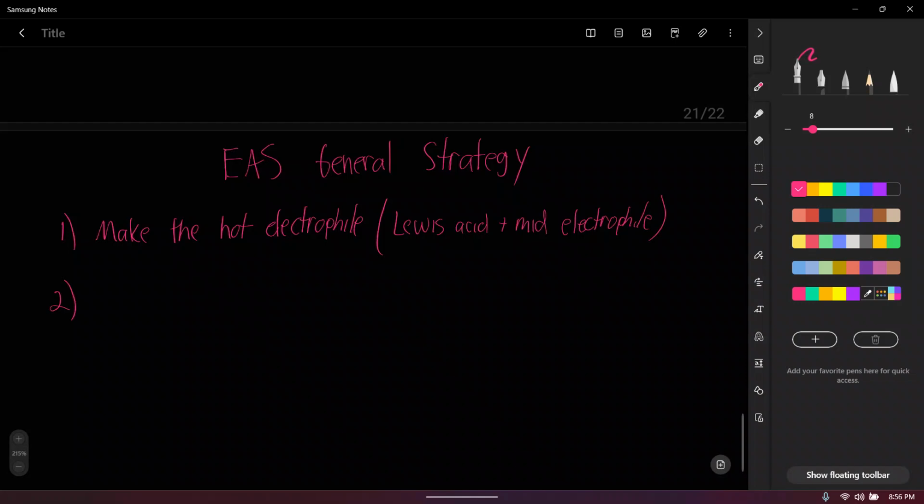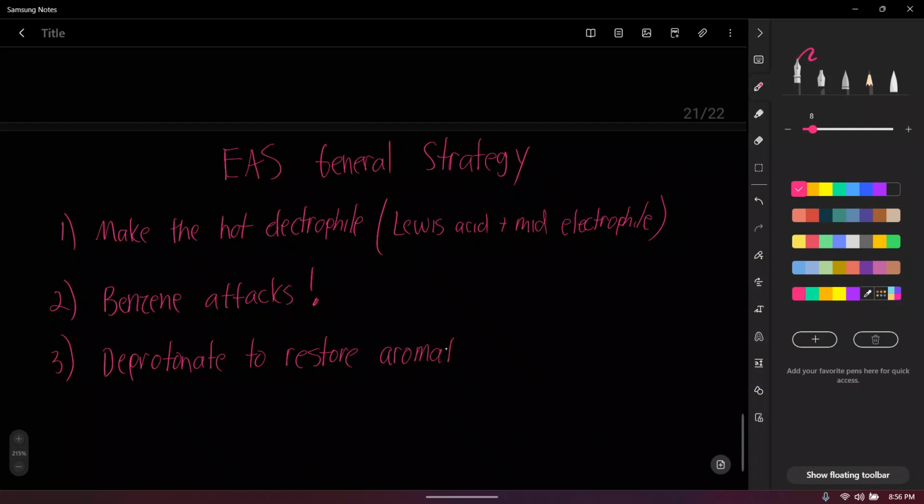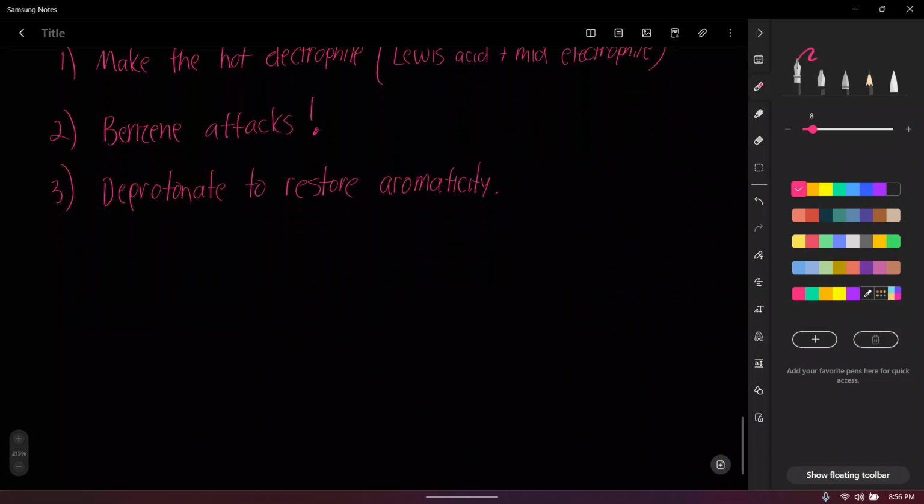The second step, benzene is going to attack the hot electrophile. So step 2, benzene attacks. Alright. And then step 3, always the final step, you are going to deprotonate to restore aromaticity. Deprotonate to restore aromaticity. Alrighty.